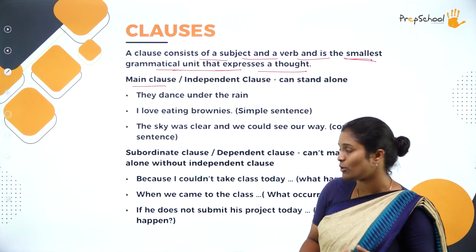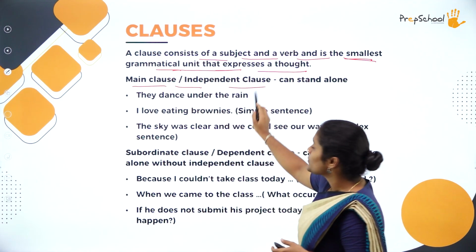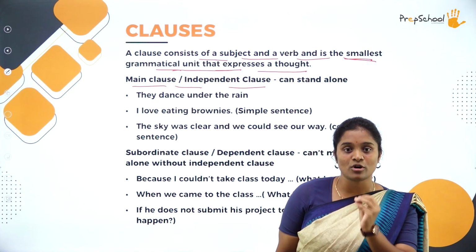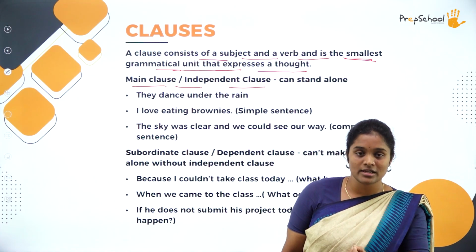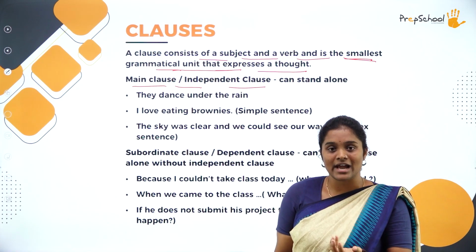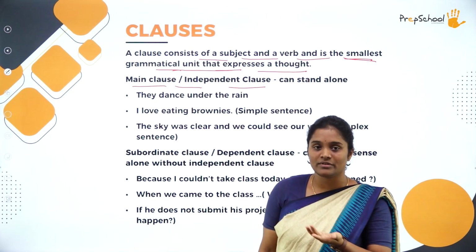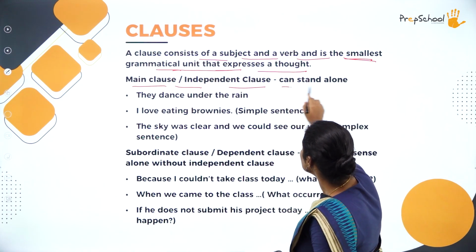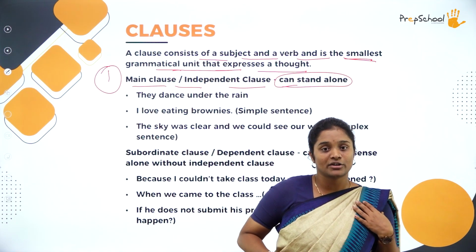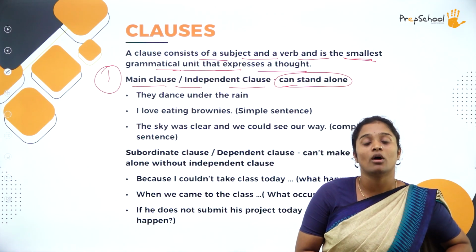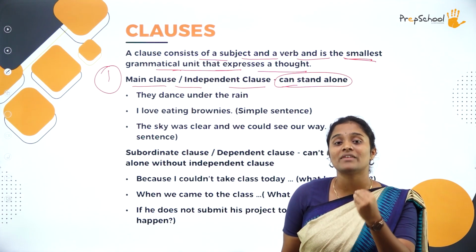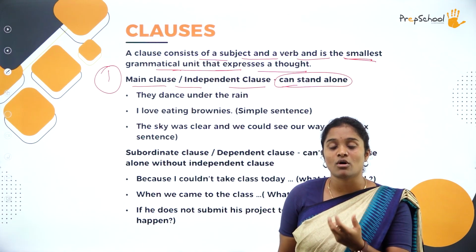Now let's see the types of it, which is main clause, also known as the independent clause. Now this particular smallest grammar component that we are talking about has a subject and also has a verb, correct? Subject meaning the doer of the action and verb meaning the action words. This can stand alone. The first type, the main clause, can stand alone, meaning what? It can make sense independently without the help of any other component of a sentence or any other word.